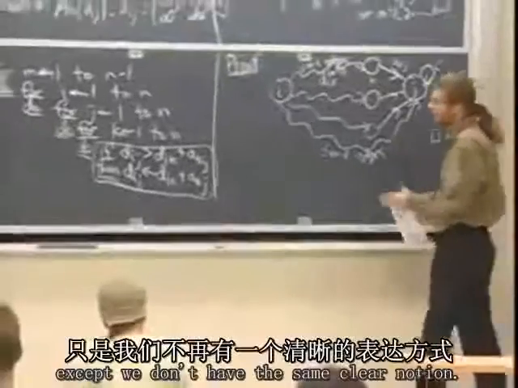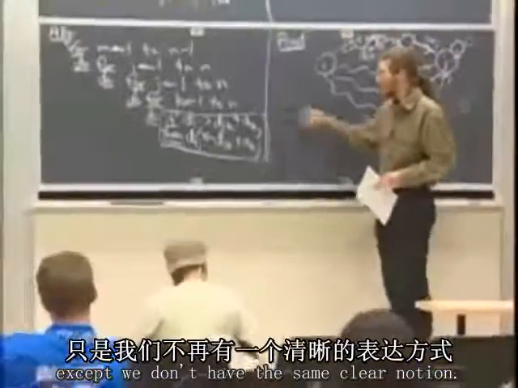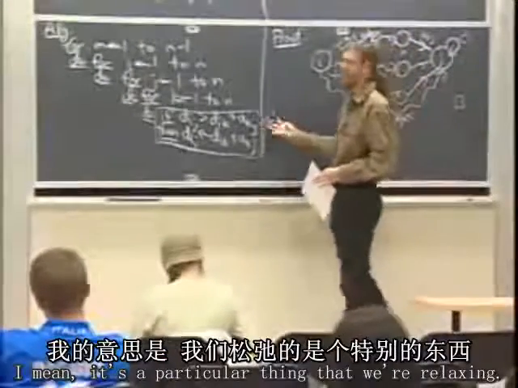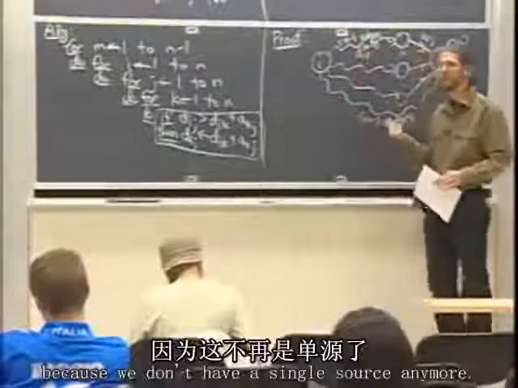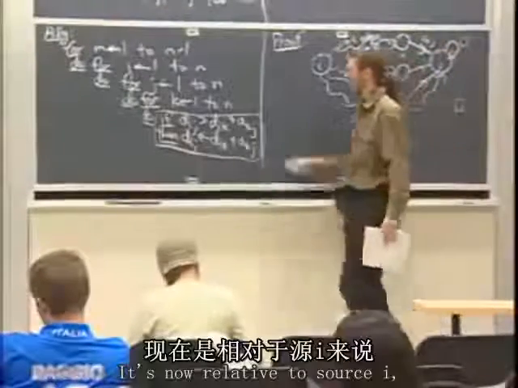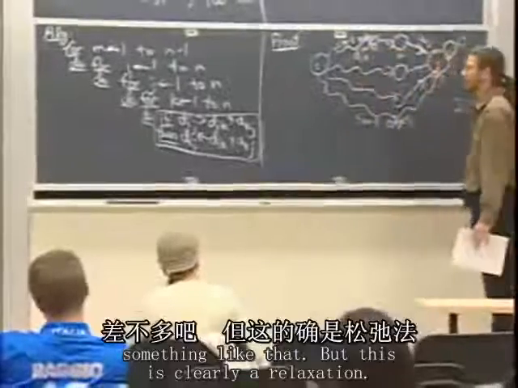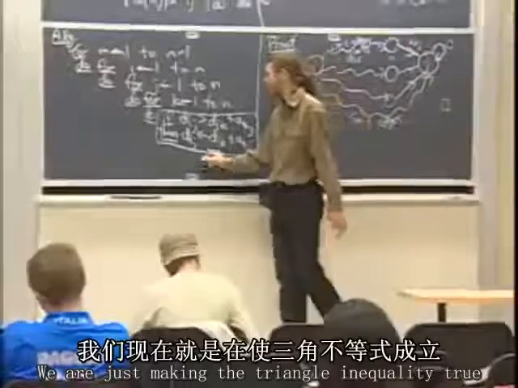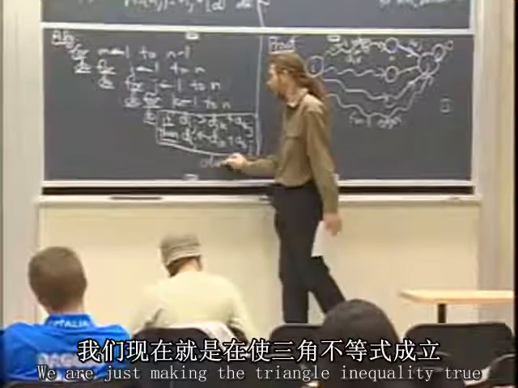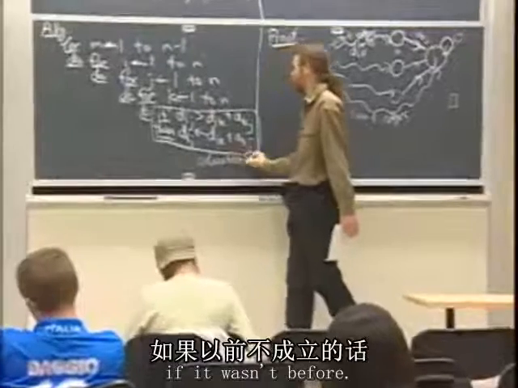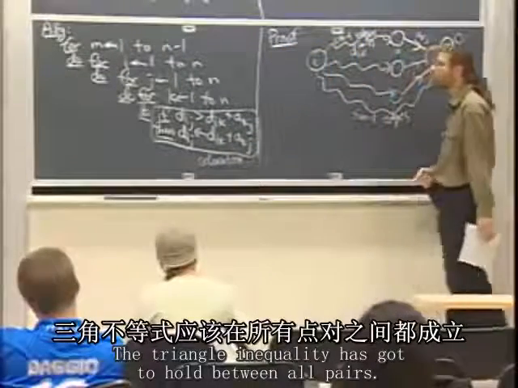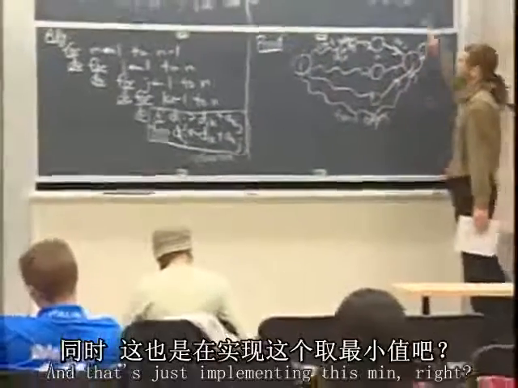Except we don't have the same clear notion. It's a particular thing that we're relaxing. It's not just a single edge, because we don't have a single source anymore. It's now relative to source i, we are relaxing the edge kj, something like that. But this is clearly a relaxation. We're just making the triangle inequality true if it wasn't before. Triangle inequality has got to hold between all pairs. And that's just implementing this min, right?